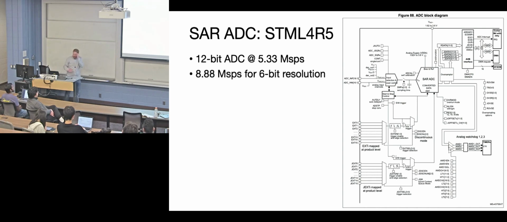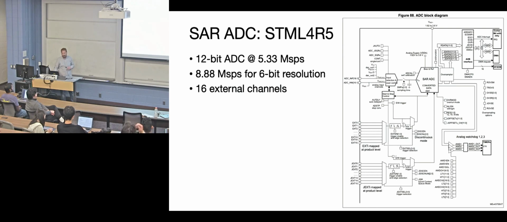Because it's a SAR, I should have said this, you can deterministically choose to lower the number of bits, stop converting early, and then go faster. You don't get any advantage from it either going between 6 bits or 16 bits or 12 bits; it just stops when it converges. But you can choose to have it stop earlier, giving you less resolution but much faster speed. So you could go up to 8.8 megasamples per second at 6 bits. It's pretty interesting.